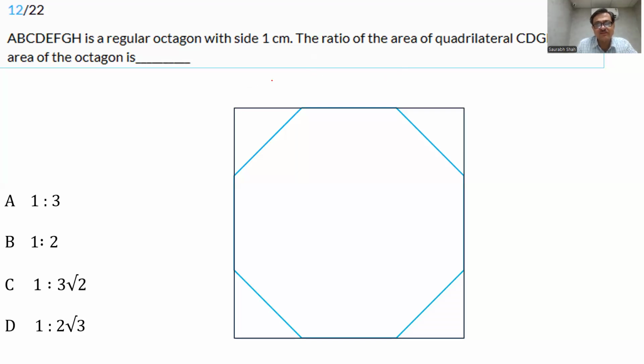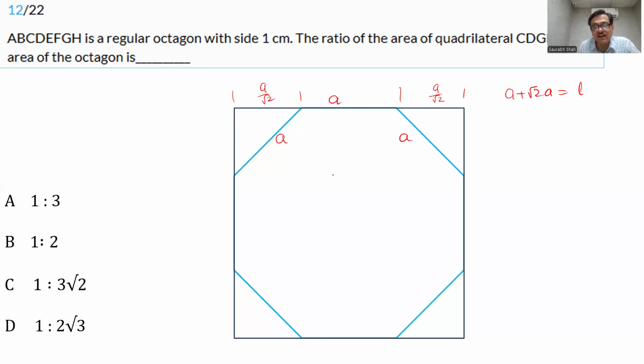So if I say the length of the side of the square is L and the side of the octagon is A, what is the relation between A and L? If this is A, this is A, this is A, this much would be A by root 2. And this would also be A by root 2. This gives me A by root 2 plus A by root 2, which is root 2 A. So A plus root 2 A is the side of the square L.